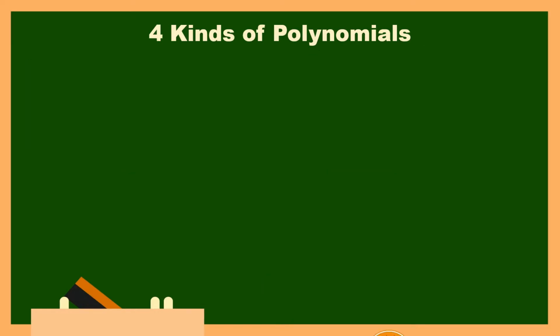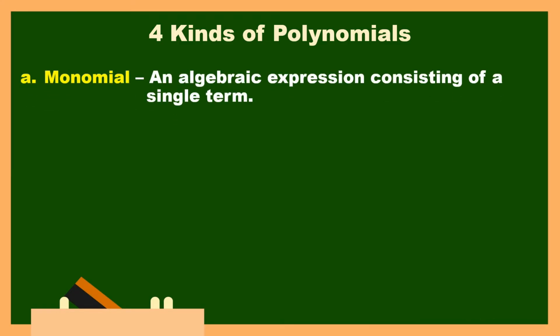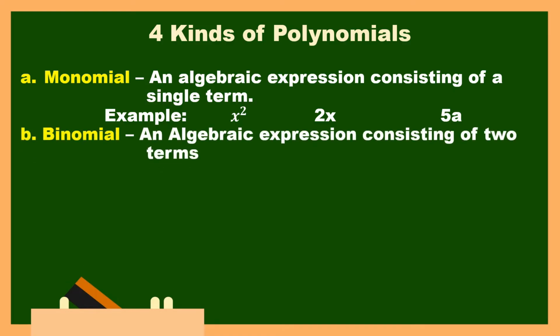We have 4 kinds of polynomials. First is monomial. When we say monomial, it is an algebraic expression consisting of a single term. From the word mono, it means one. So, meron siyang iisang term lang. For example, x squared, 2x, and 5a. Next is binomial. Binomial is an algebraic expression consisting of two terms. For example, x squared plus 5 and 2x minus 8.